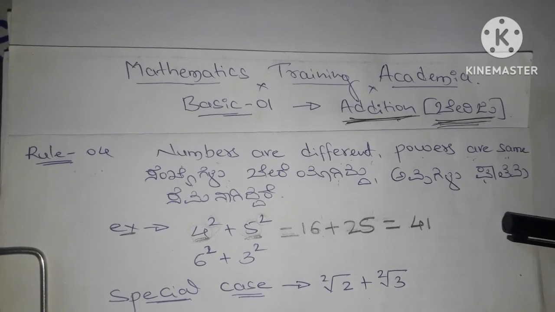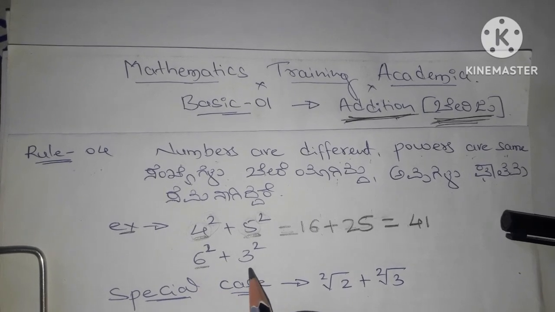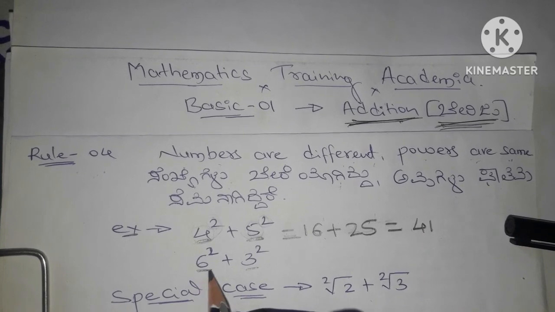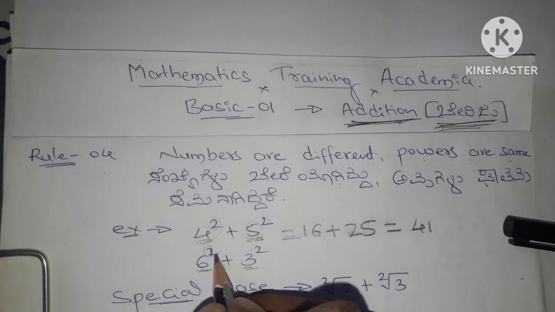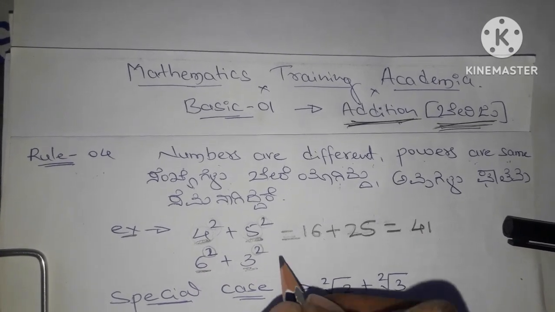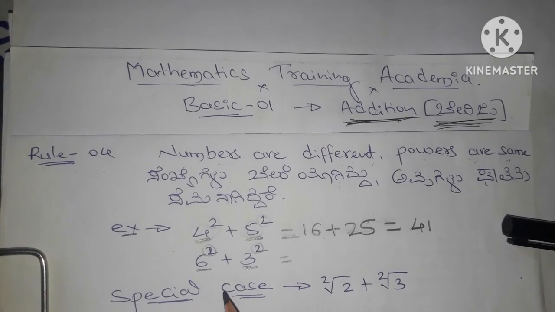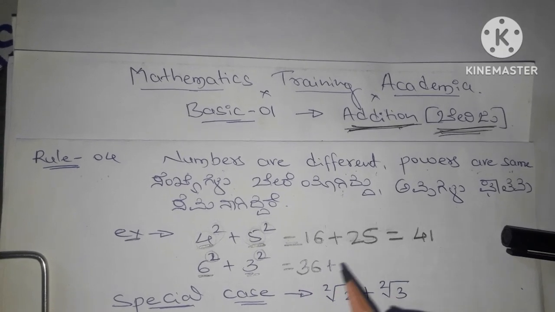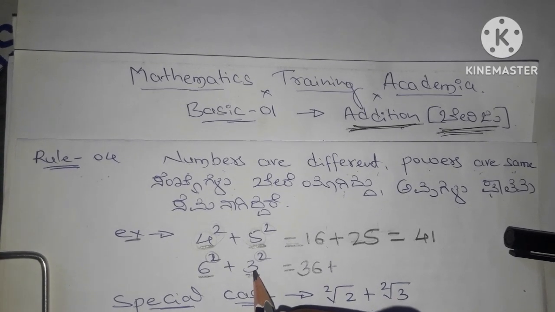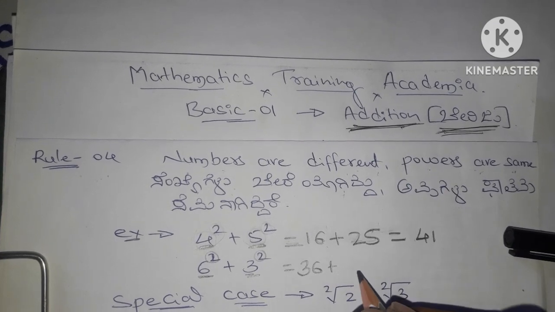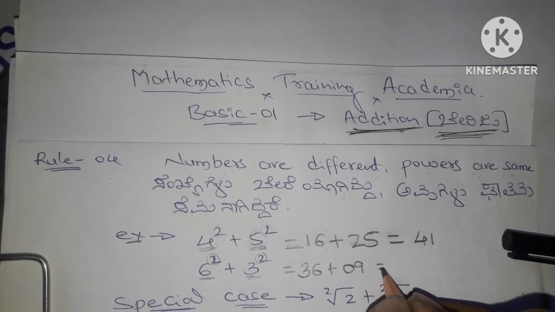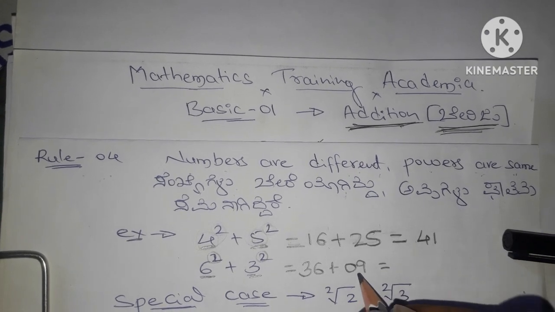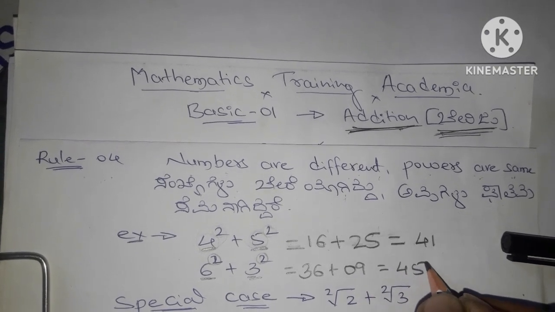Okay, right. Next we have 6 square plus 3 square. Here you can see the numbers are different but their powers are the same. So what is 6 square? 6 square is nothing but 36. What is 3 square? Which is 9. So what is 36 plus 9? 36 plus 9 is nothing but 45.